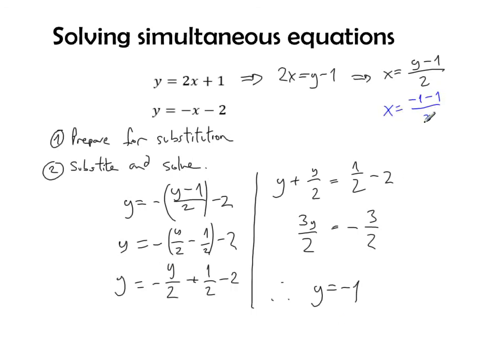Now, what I do, step 3, is I go and find out what the value for x is. And I get it's going to be minus 1, 2. And hence I have my solutions to my simultaneous equations.